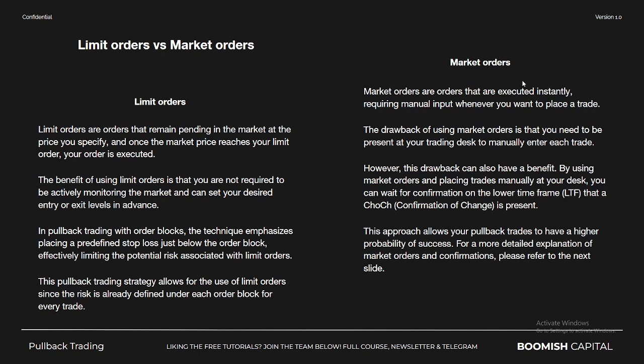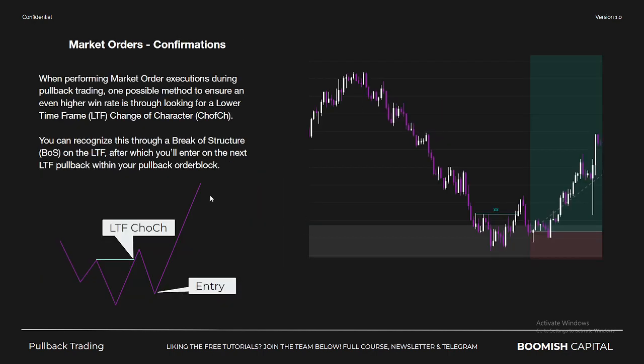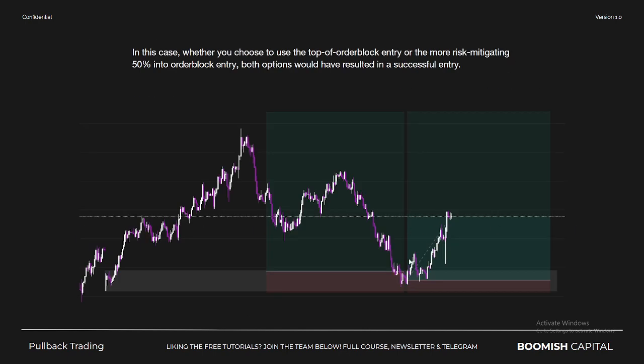So yeah, that's kind of the difference between limit orders and market orders. Do you enter trades manually or not? And yeah, here you can kind of see changes of character on the lower time frame and entries and confirmations on this exact chart.